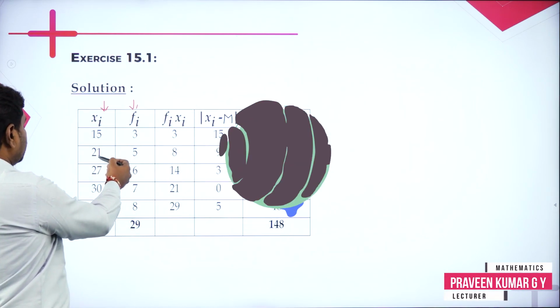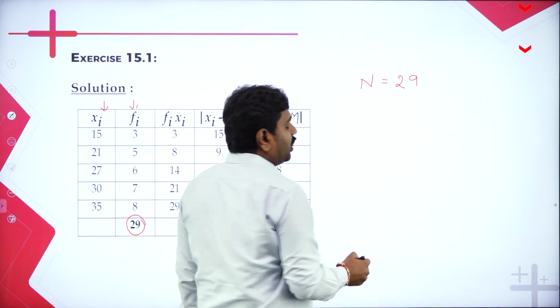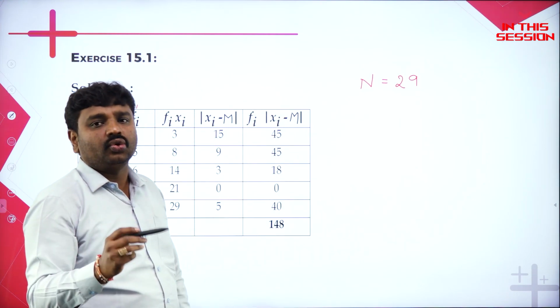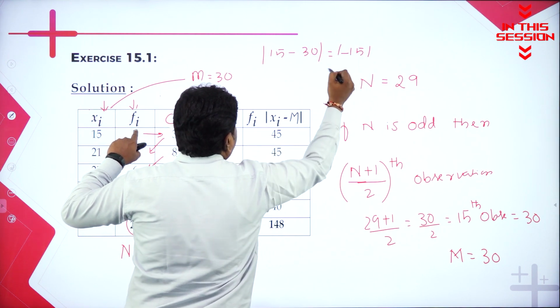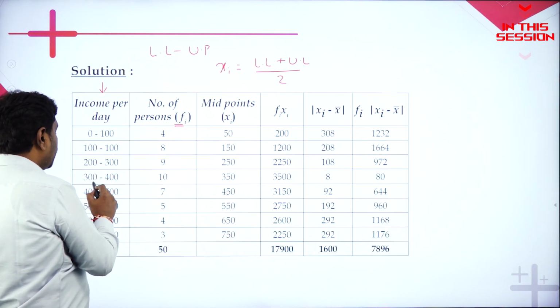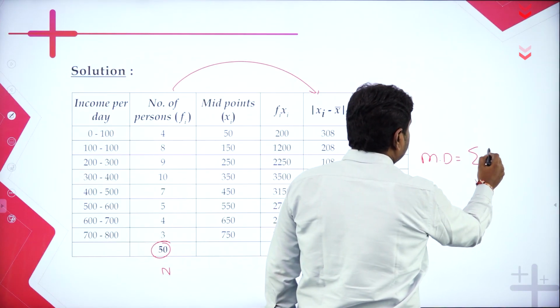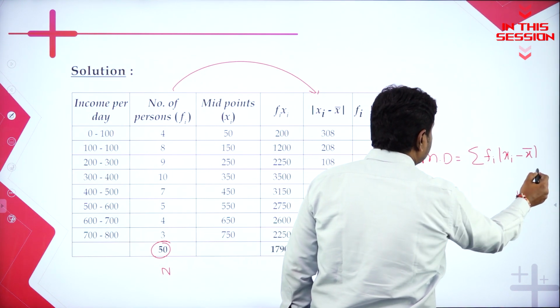So here 15, 21, 27, 30, 35 given I wrote. Then second column is frequency. So after you get n, from n you should go for median. Modulus of minus 15 modulus is 15. Then midpoint of 200 and 300, 250. Midpoint of 300 and 400, 350. Mean deviation is sigma fi into modulus of xi minus x bar by n.